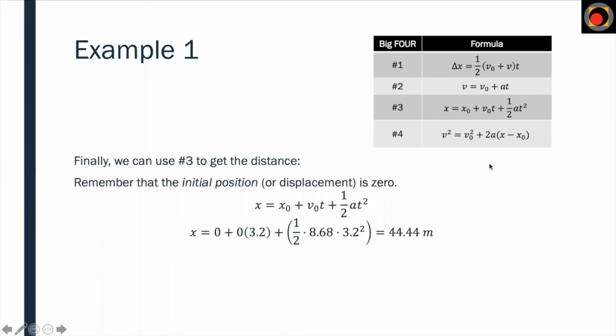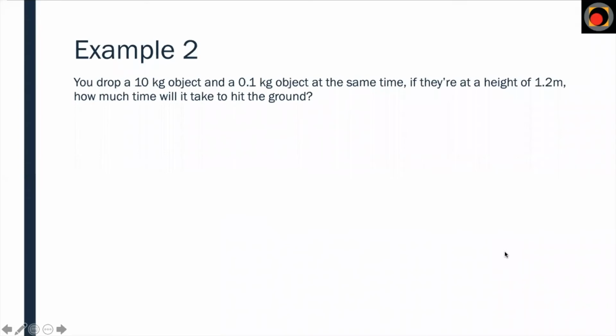It's easy. It's just a matter of looking for the correct formula. Let's do something else. This one was moving on the horizontal plane. What happens when something is falling? Okay, let's do example 2. You drop a 10 kilogram object and a 0.1 kilogram object at the same time. If they're at a height of 1.2 meters, how much time will it take to hit the ground?